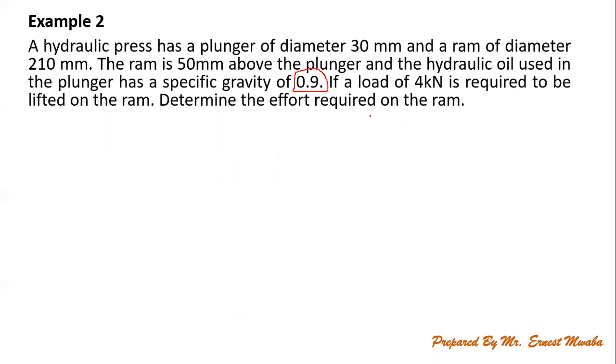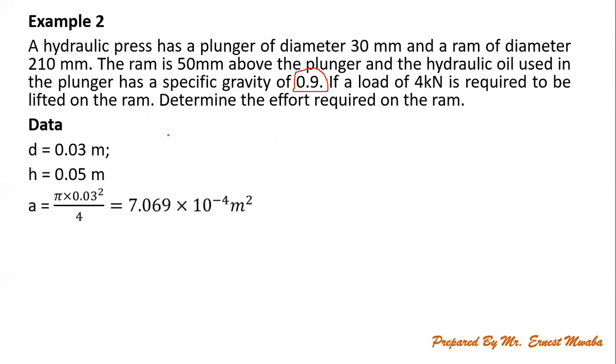0.9 is our specific gravity. We need to use it to find specific weight. The load given is 4 kilonewtons. A kilo represents 1,000, so that's why we can safely say it's 4,000 newtons. So the small diameter D for the plunger is 0.03. The difference in height, which is being used this time for the ram, is 0.05 meters. That's what you get when you convert the 50 millimeters to meters.